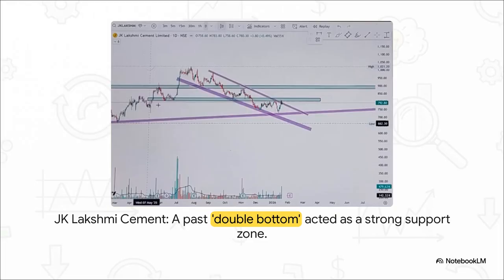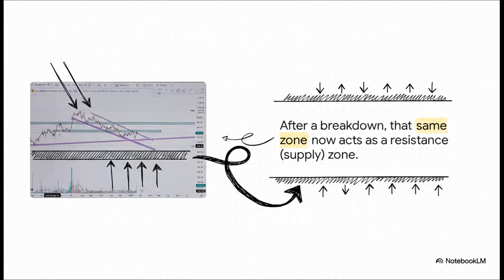And here's a perfect example. Let's look at the chart for JK Lakshmi Cement. See how the price came down to this one level, bounced, and then came right back to test it again? That's what traders call a double bottom, and it created a really powerful demand zone. Buyers felt safe there. It was a proven floor. But then, the price eventually broke down through that floor.